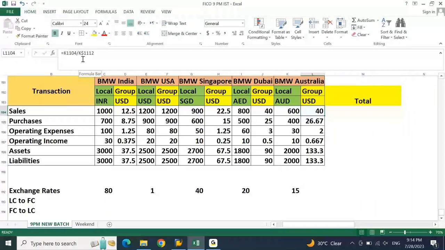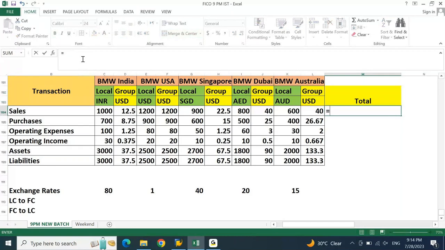Now if I have to do a total, I am not supposed to count the total of local currency. I am supposed to count the group currency. For me to find out my total sales, do I need to count group currency or local currency? Group currency. I'll take this total plus this total plus this total plus this. This gives me my dollar.